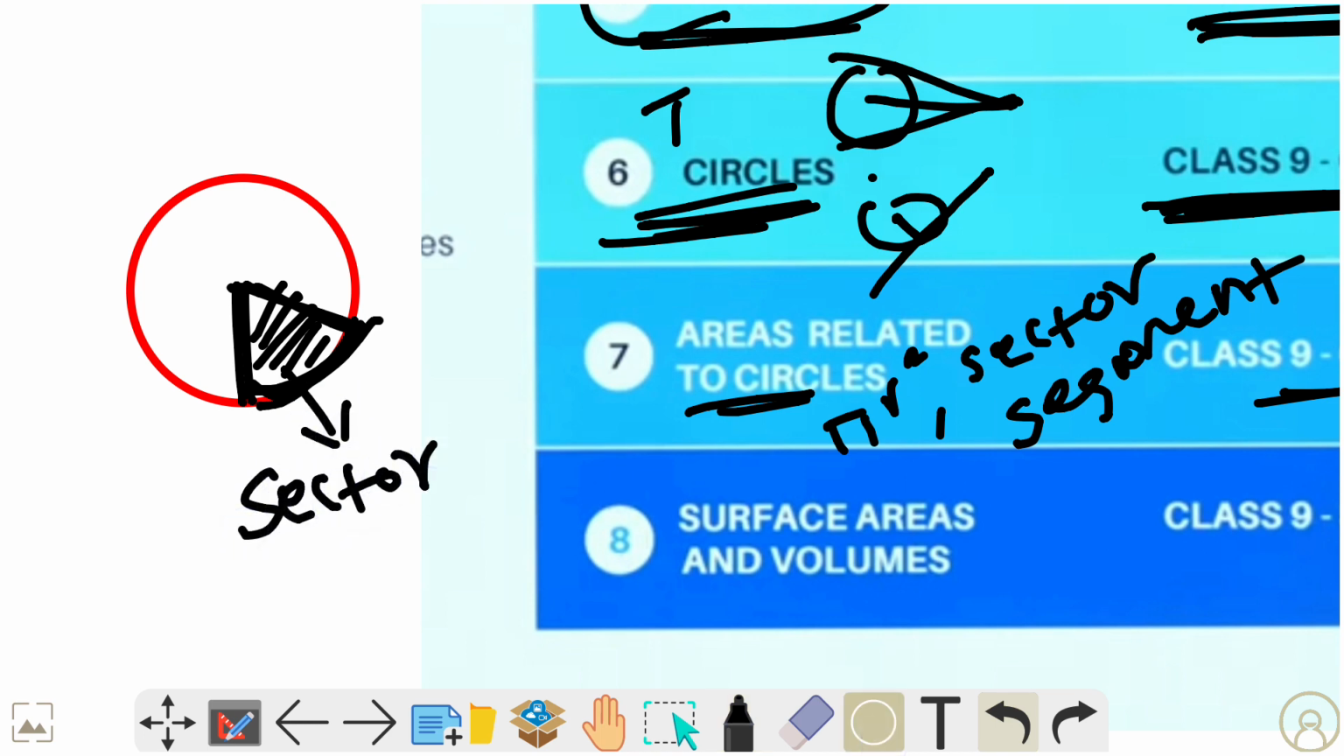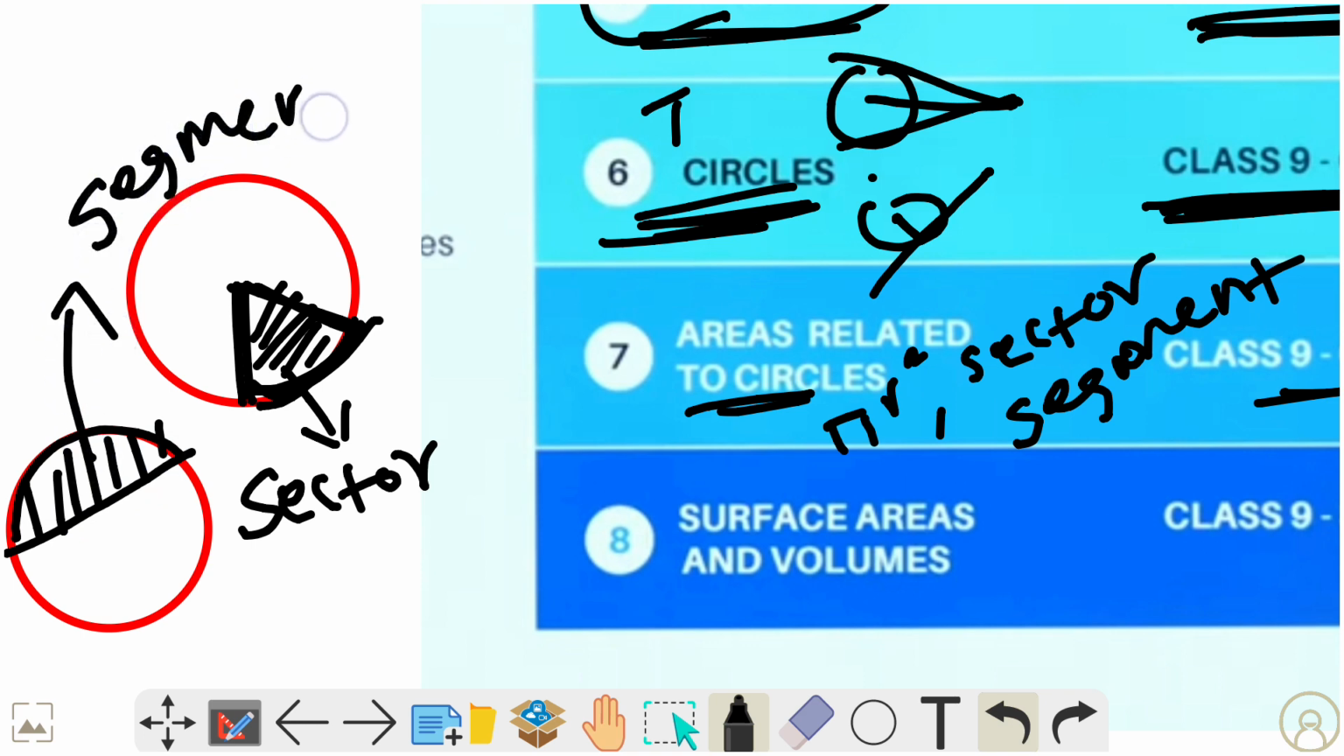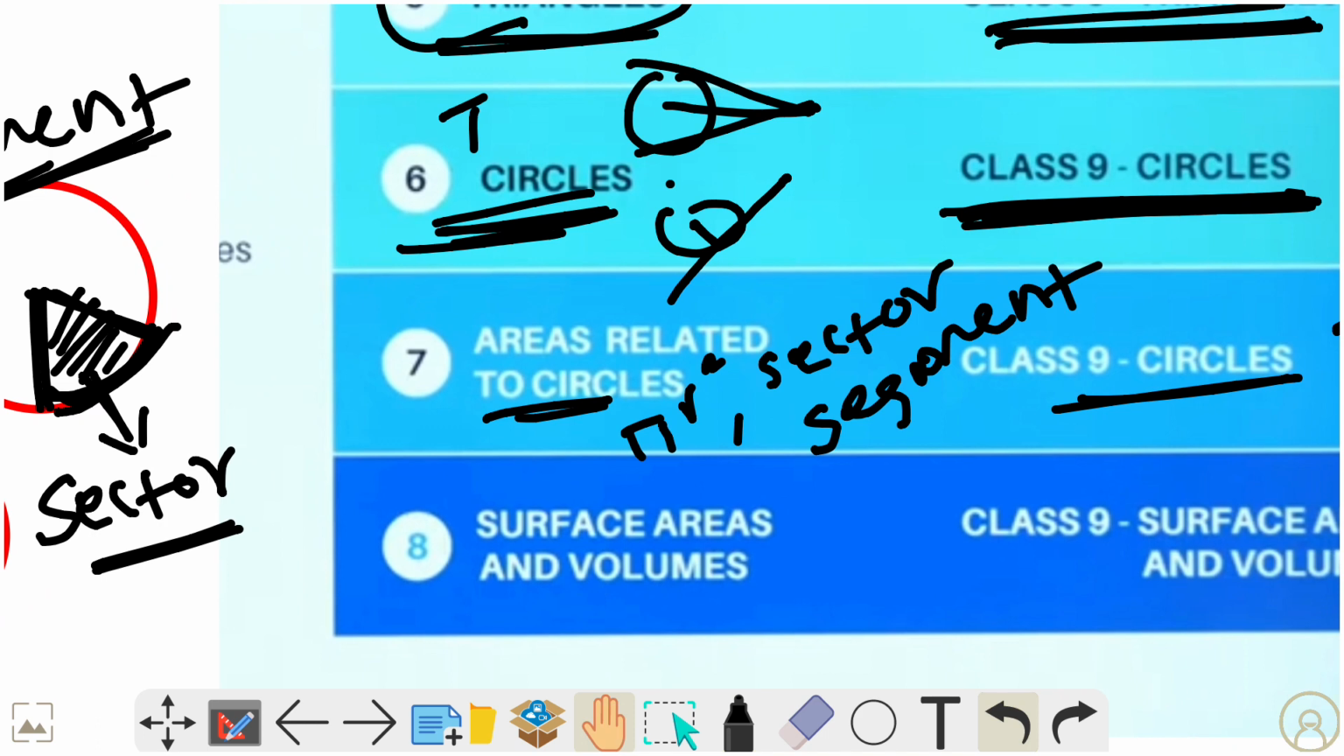And segment is quite different from this. So chord and arc, this region is known as a segment. Okay, this is the definition of sector and segment. So this is a segment and this is a sector. So we all know how to find the area of a sector and the length of an arc.